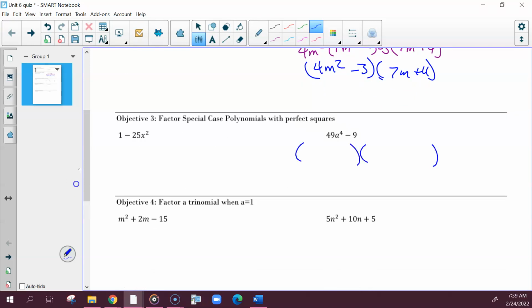Yes. So with these, first look and see if it has a GCF. If it does, take that out first. If it doesn't, look and make sure that everything is perfect squares. 49 is, 9 is, a to the 4th is an even power that can be split in half. So what times what gives you 49? 7. And then split this in half. So a squared and a squared, if you multiply them together, you would get a to the 4th. And what times what gives you 9? And there'll be a plus and a minus in between them.